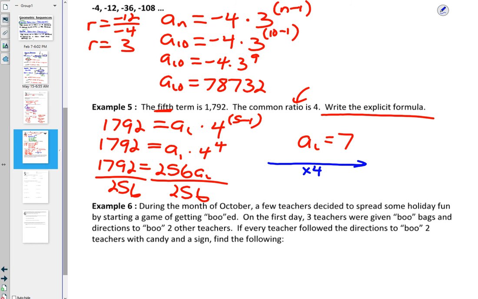But in this case, I want to go backwards. I want to go from the fifth number to the first number. So instead, I would divide by 4. And then you would just do so one by one: from the fifth number to the fourth number, and then the third number, and then the second number, and then the first number. Eventually, you would get to 7. Am I done?